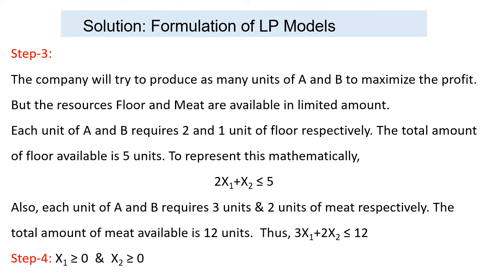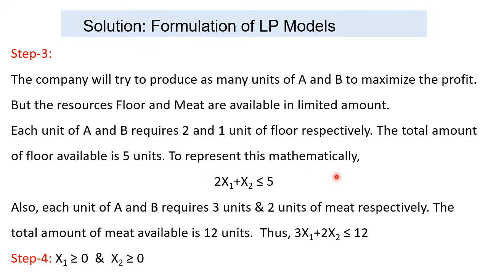And the third step is to list down the constraints. The company will try to produce as many units of A and B to maximize the profit. It's obvious, as the number of A and B units increases, we can increase the profit. But the resources of flour and meat are available in limited amount. These are the constraints. Each unit of A and B requires 2 and 1 units of flour respectively. The total amount of flour available is 5 units.